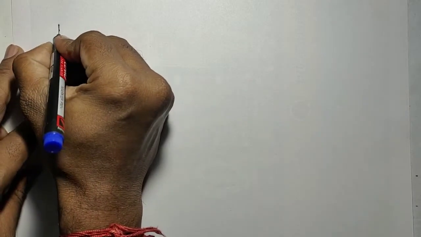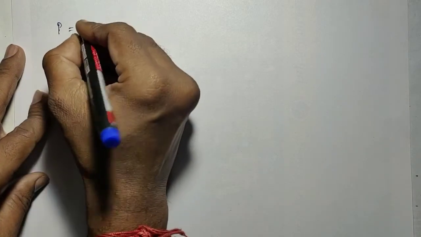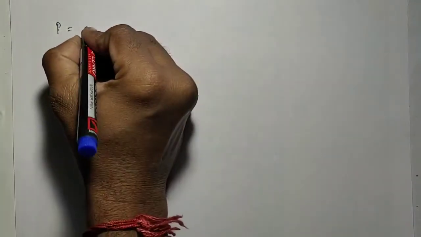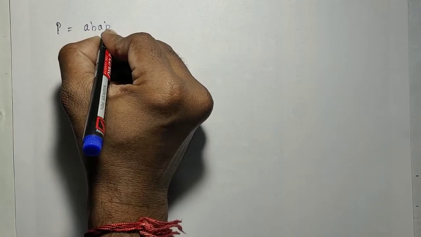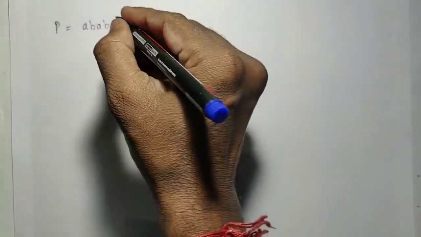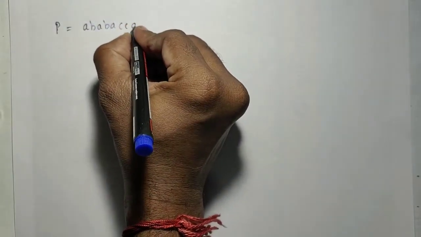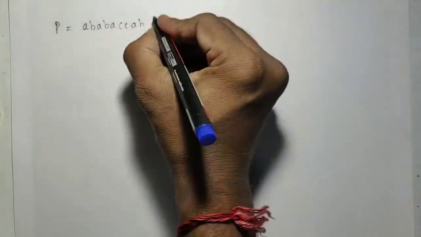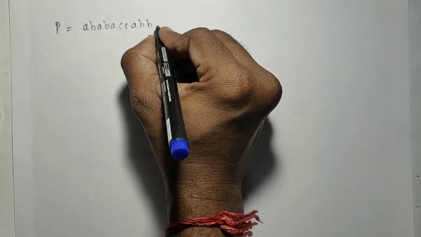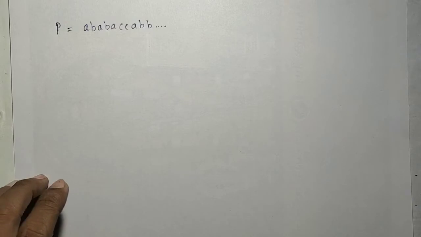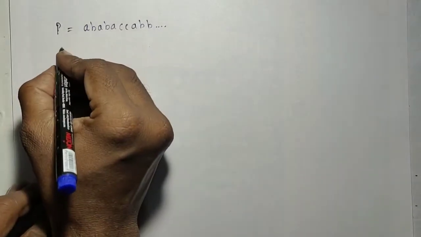So let us consider an example. The pattern P is A B A B A C C A B, and it goes on like so. This is a sample pattern. Here we want to find pi of 5.